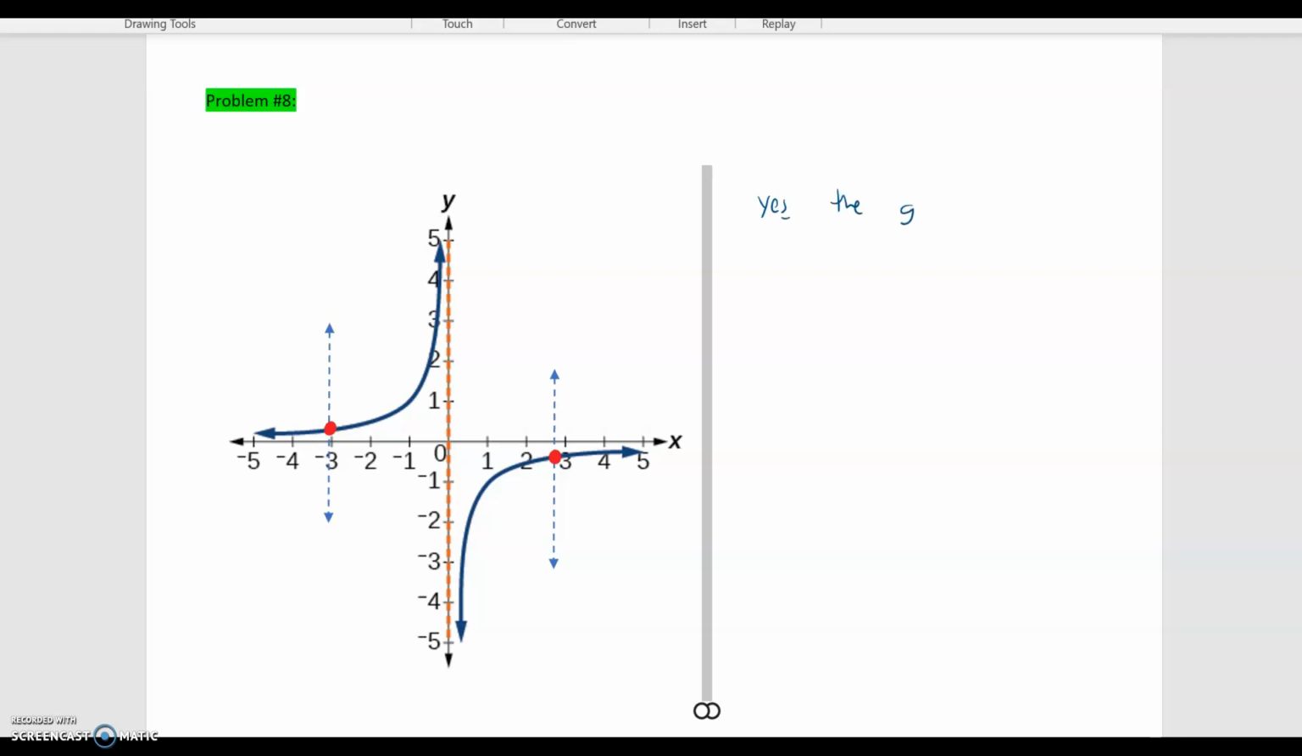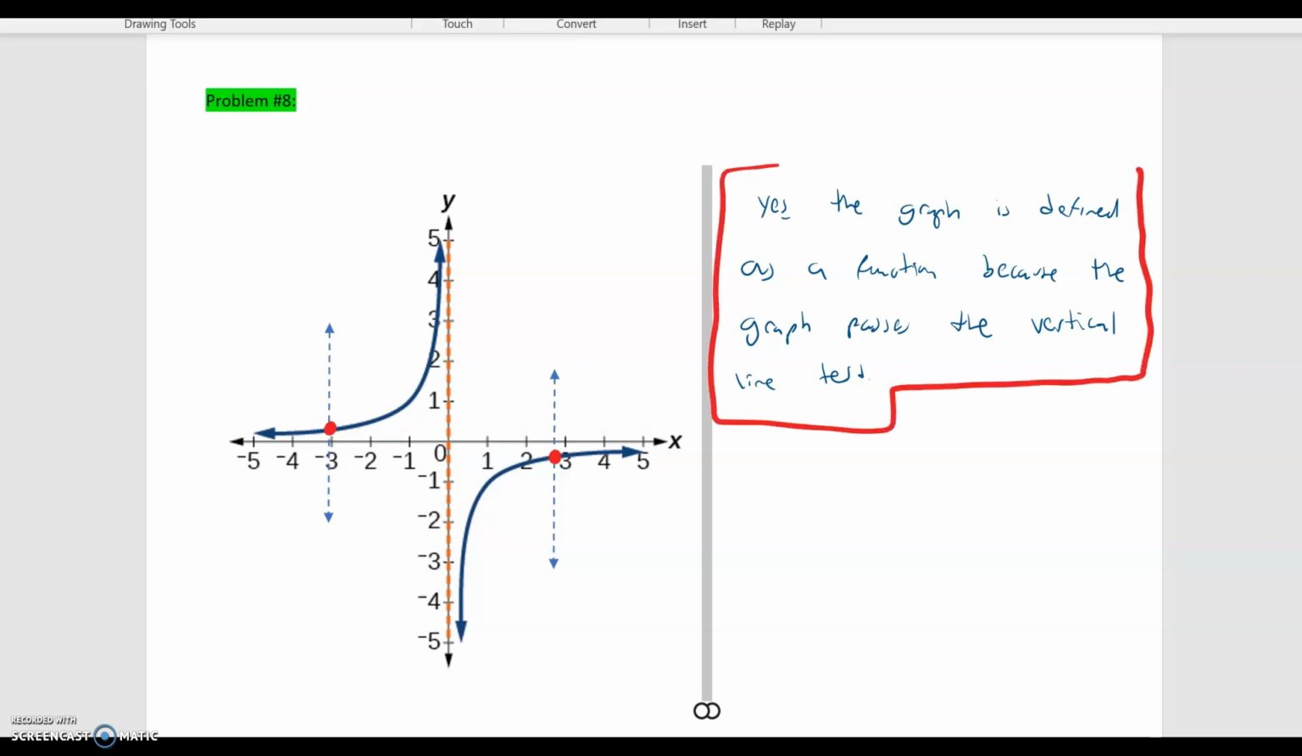the graph is defined as a function because the graph passes the vertical line test. And that's pretty much it on this one. As I mentioned earlier, it's a little bit confusing because you get the impression that eventually, as the 2 pieces meet at x equals 0, they're going to intersect, but because of the asymptote, they're not intersecting. That's it for this one.